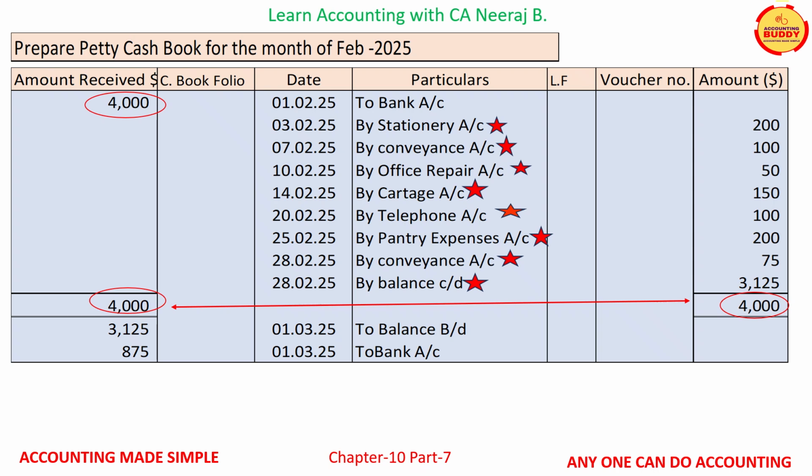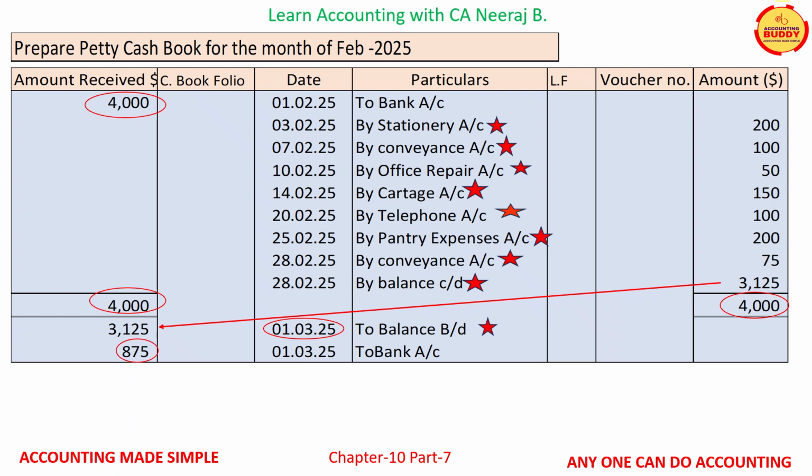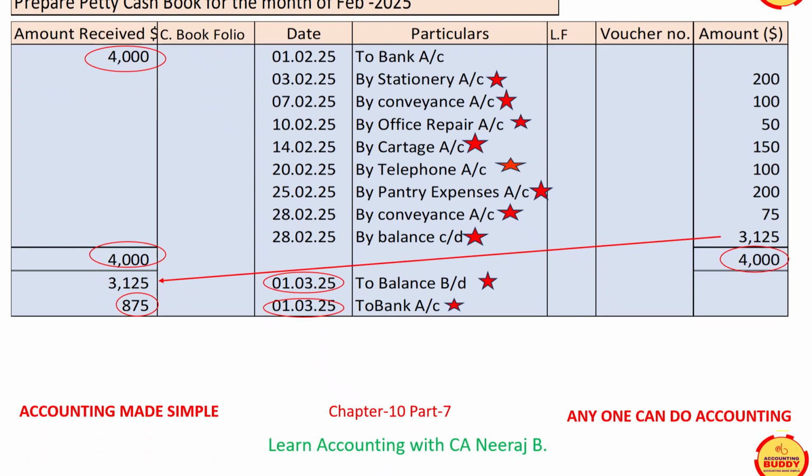Now the closing petty cash in hand balance of $3,125 as on 28th February 25 will become the opening petty cash in hand and will be shown in the amount received column on 1st of March 25 by writing the words "to balance brought down." Now $875 will be withdrawn from the bank on 1st of March 25 to again make the petty cash balance available with the petty cashier to $4,000 by writing the words "to bank account."